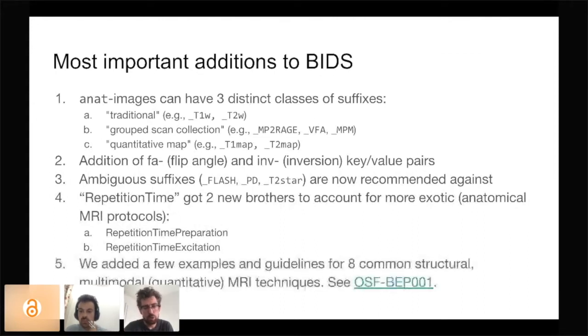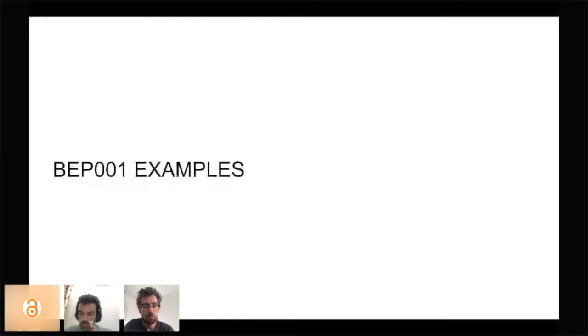And also we put a lot of work in adding examples and guidelines for 8 common structural multimodal quantitative MRI techniques. So MPM, MP2RAGE, but also multi-echo gradient echo, MP2RAGE-ME, variable flip angle. So actual protocols that are actually being used, we looked at them and thought, okay, what is the best way to organize this data? And yeah, we included that into the BIDS standard with some examples and guidelines. And there's also an Open Science Framework repo where you can find this data. And then I would like to give the floor to Alberto.